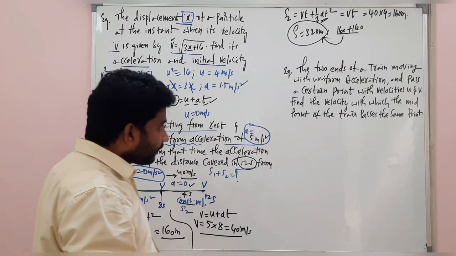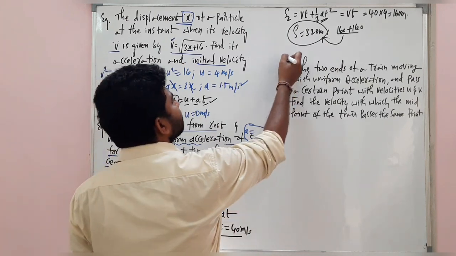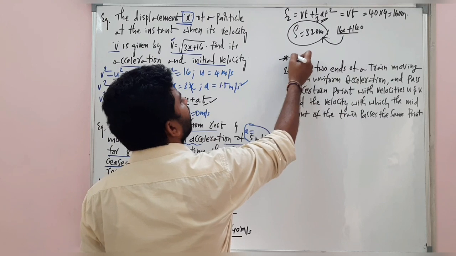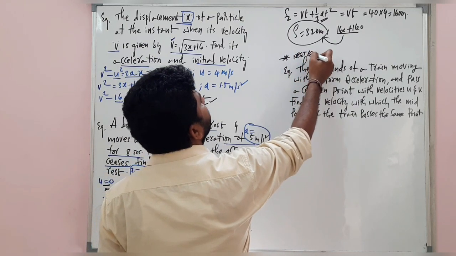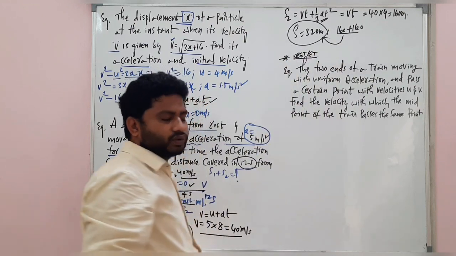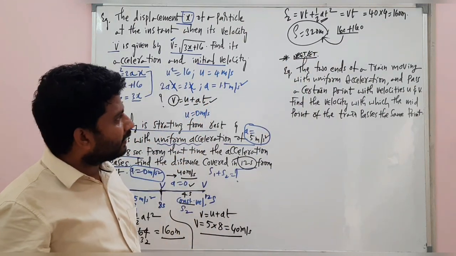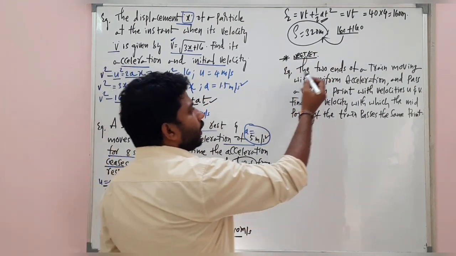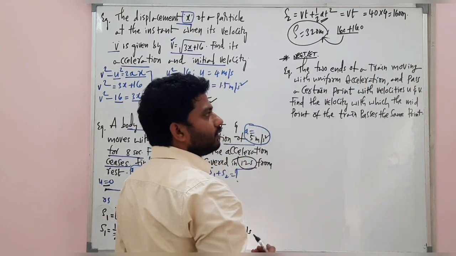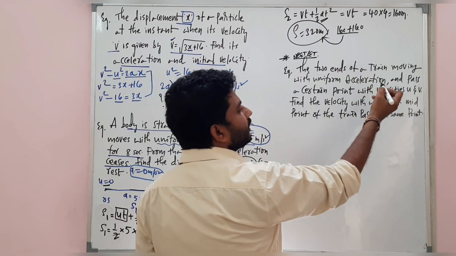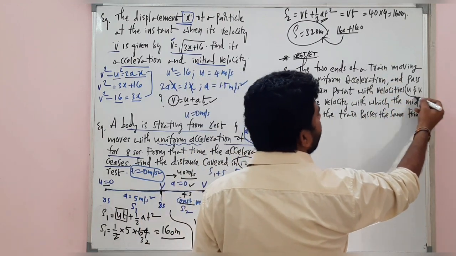This is a commonly asked question in a NEET exam or CET exam. Commonly asked. The two ends of a train moving with uniform acceleration pass a certain point with velocities u and v.